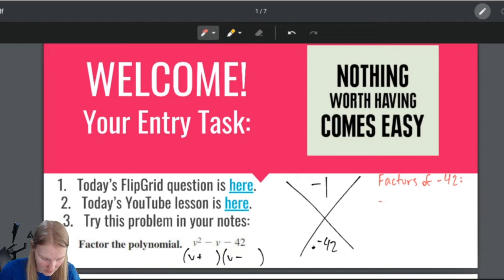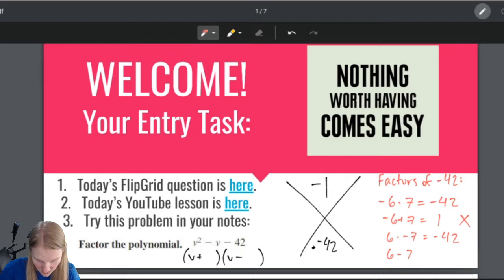So if I have -6 times 7, that is -42. And if I do -6 plus 7, I get 1. But I need -1, so that's not gonna work. But wait a minute, if I do +6 times -7, that's still -42. And 6 plus -7, or 6 minus 7, is -1.